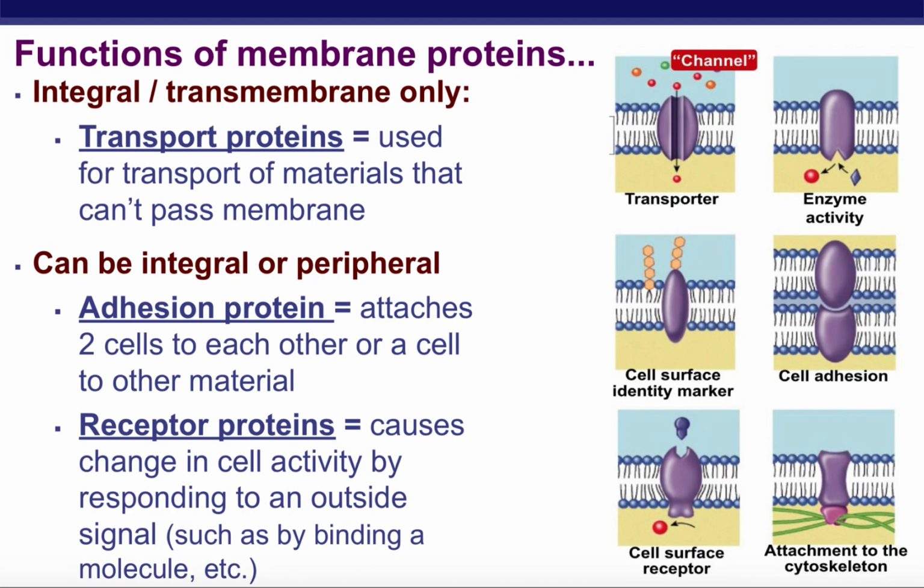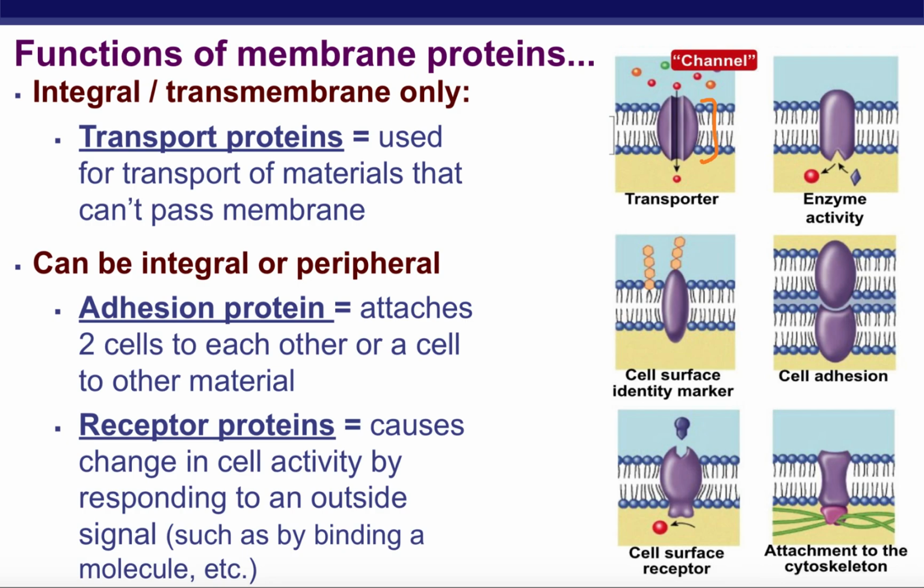So, pretty much, transport proteins have to go all the way through. The whole point of a transport protein is to deliver something from one side of the cell to the other side of the cell. You can't get from one side of the cell to the other side without a protein that punches all the way through. Okay? Now, some other things that your proteins can do is they can be integral or peripheral. They can be adhesion proteins. In this case, adhesion proteins attach the cell to another cell or to another surface.